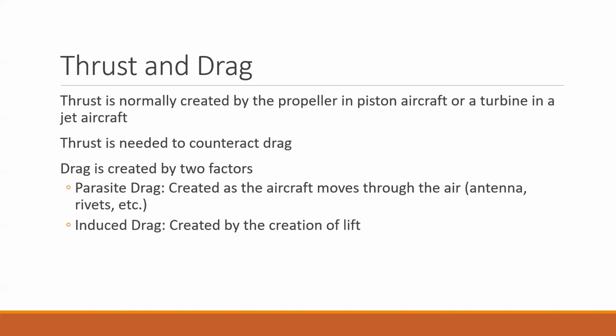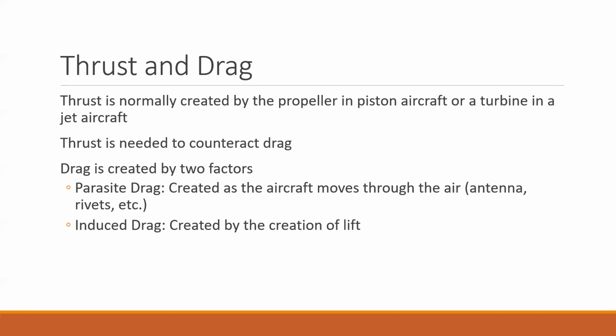Drag has two components. So there's parasite drag and then there's induced drag. Parasite drag is caused by the aircraft moving through the air. So you can think of this as things that are sticking out from the aircraft, like antenna rivets.